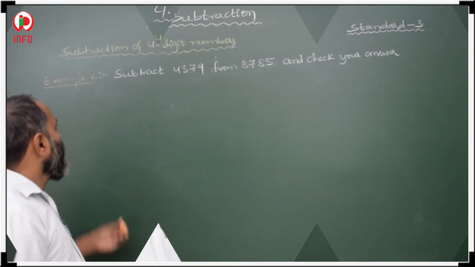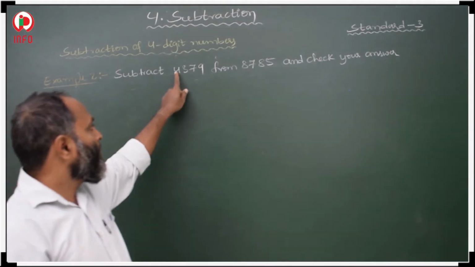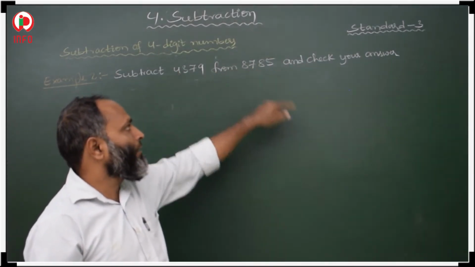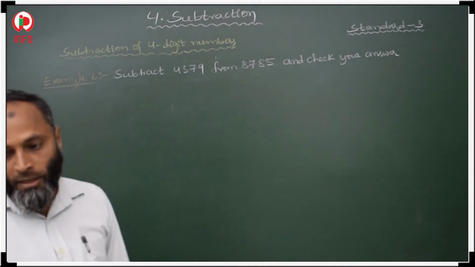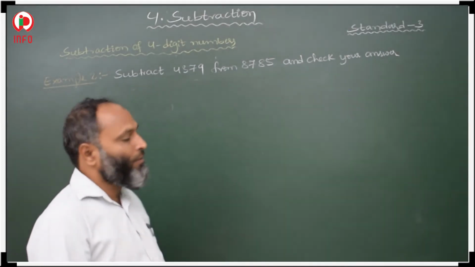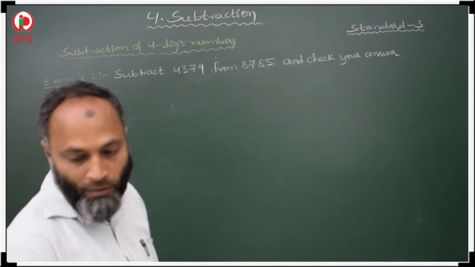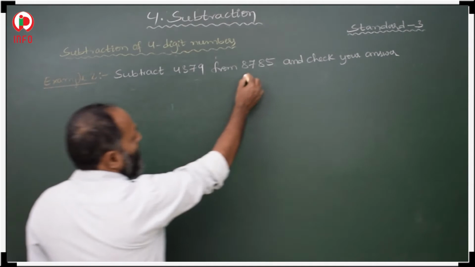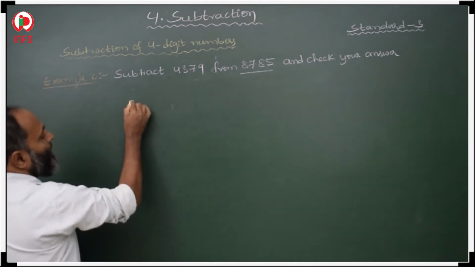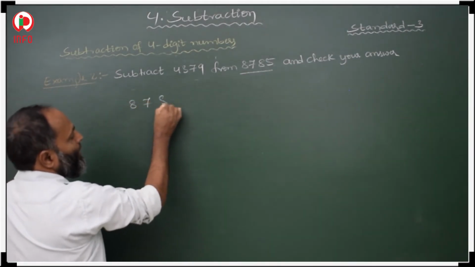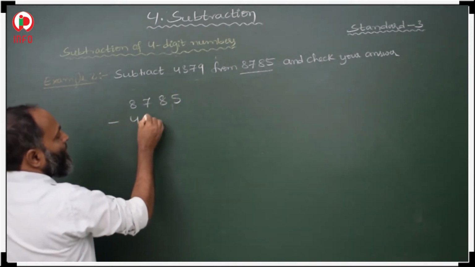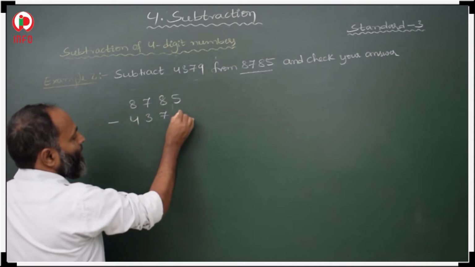In example 2, subtract 4,379 from 8,785, and also we have to check our answer. From means first we have to take this one. 8,785 minus 4,379.